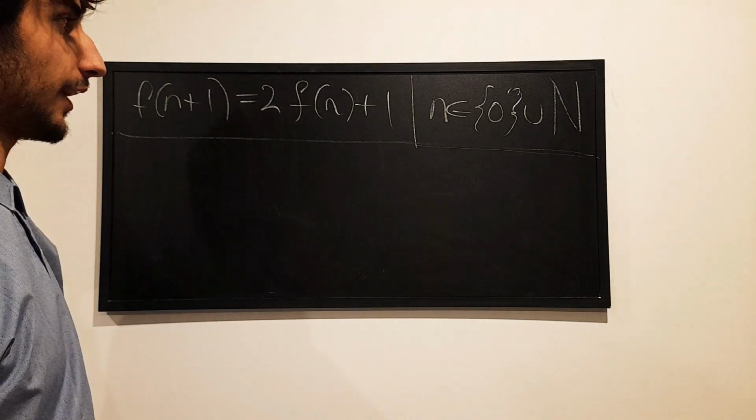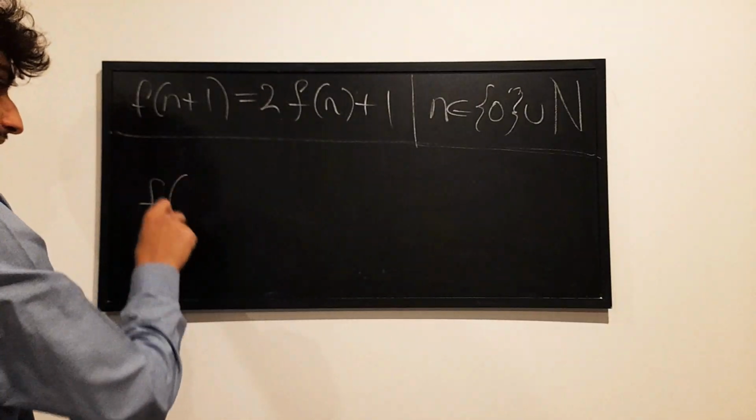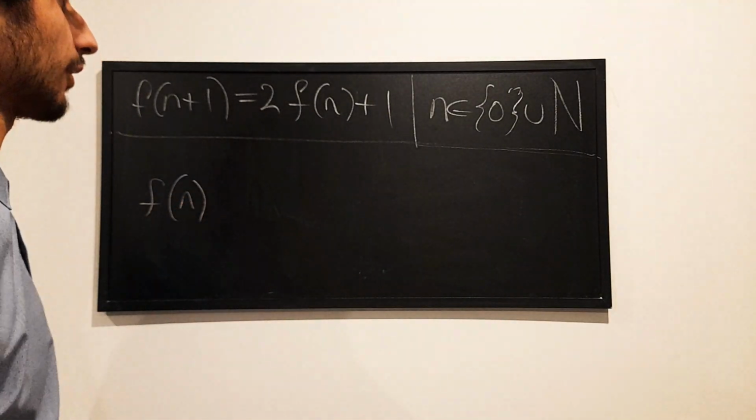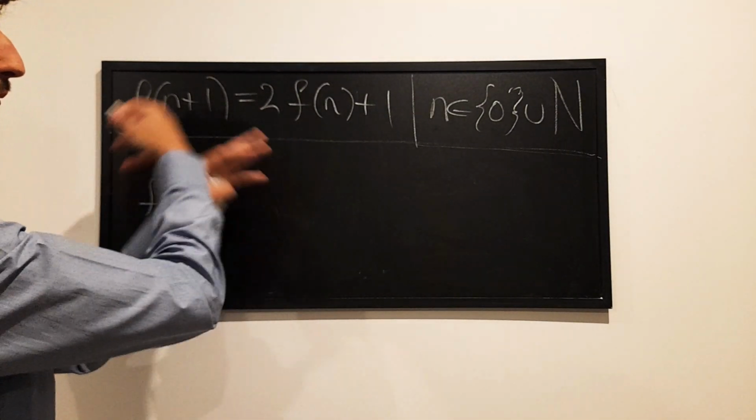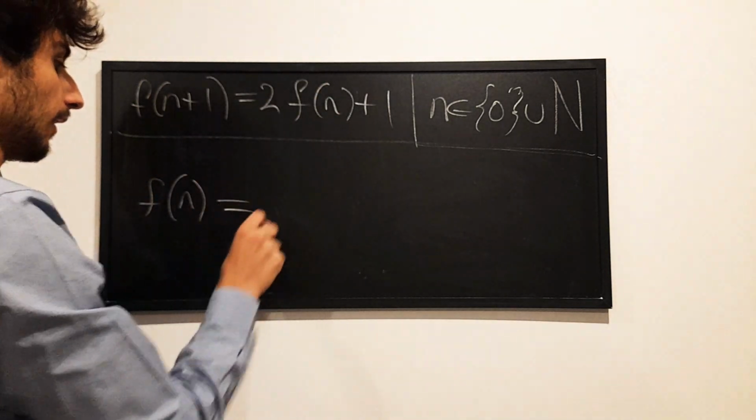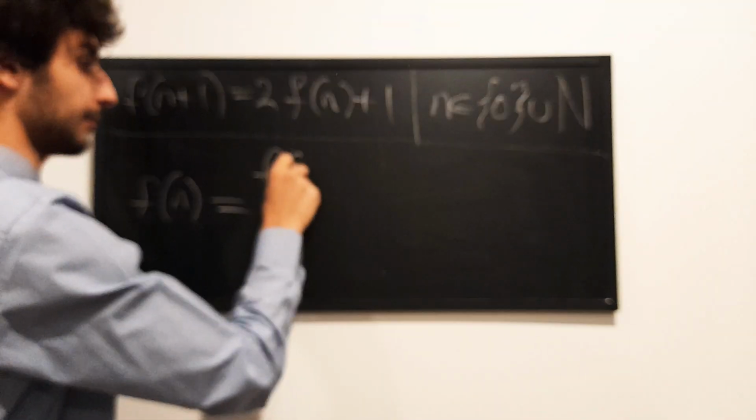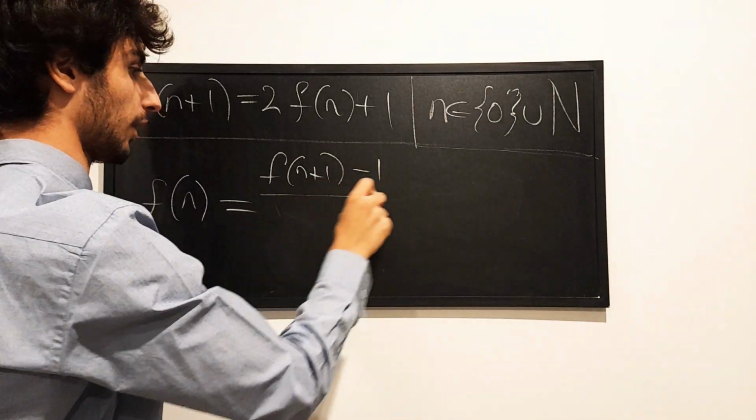So what we want to do is we want to find out what f of n is. That is our objective. So let's isolate f of n by rearranging this equation. F of n is just going to give us f of n plus 1 minus 1, divided by 2.